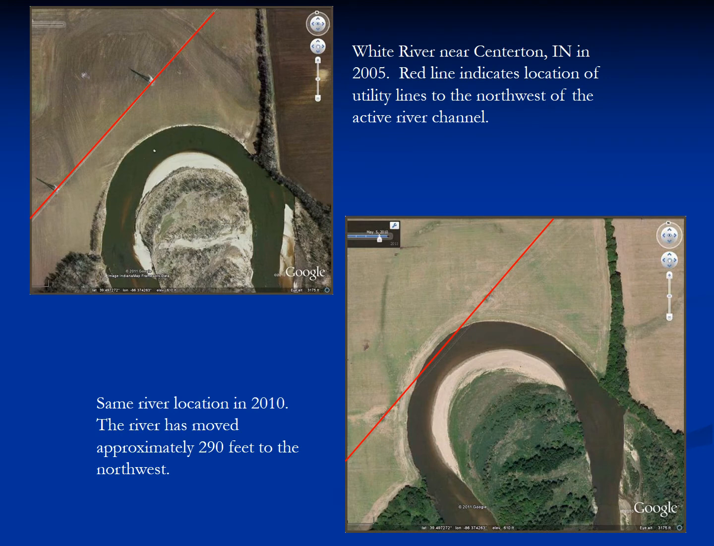So here you can see in the upper left, the White River near Centerton, Indiana in 2005. The red line indicates the location of utility lines to the northwest of the active river channel. And in the bottom right, you can see the same river location in 2010. The river has moved approximately 290 feet to the northwest and is threatening both agricultural land as well as utility lines.